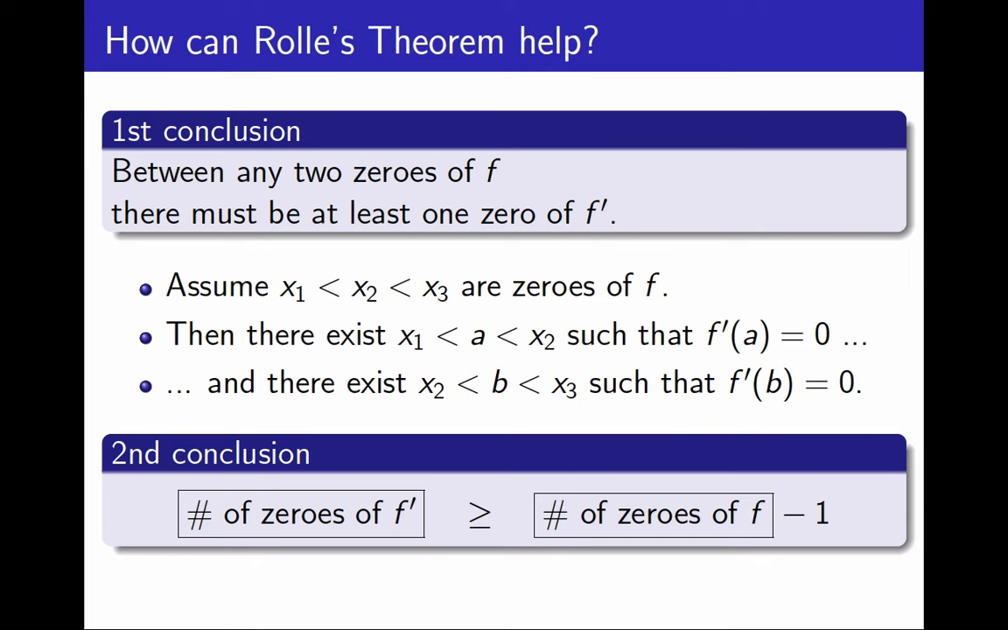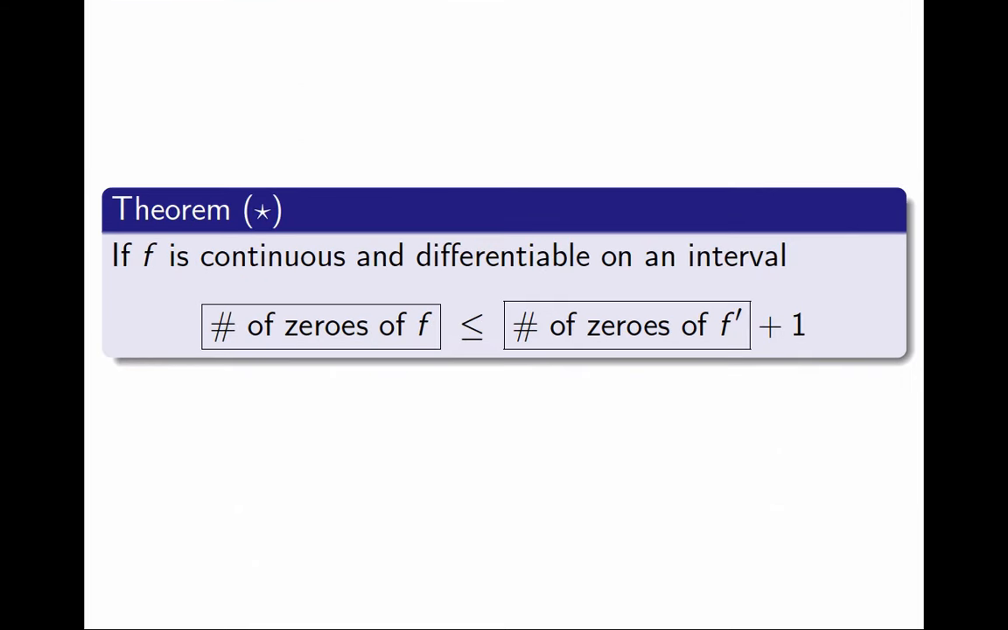Or equivalently, the number of zeros of the function is at most the number of zeros of its derivative plus 1. This is just the same inequality. This is important enough that I am going to call it a theorem. And the only hypothesis we had assumed was that f must be continuous and differentiable on an interval. And this is exactly what I needed. I now have a way to say that the number of zeros of a function is at most something.